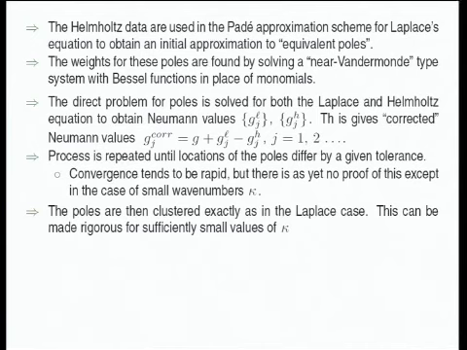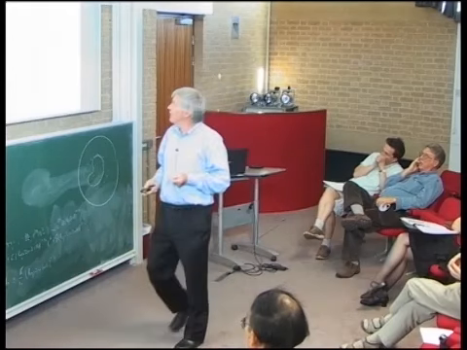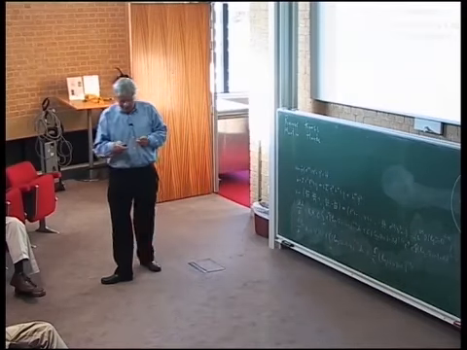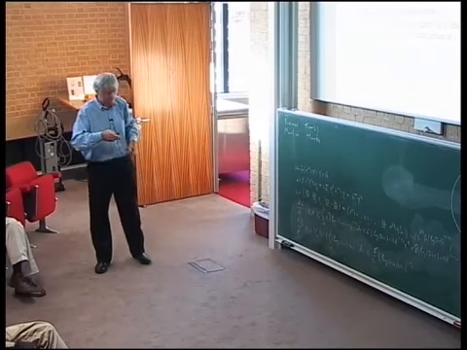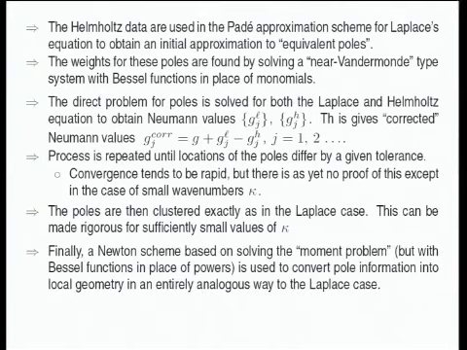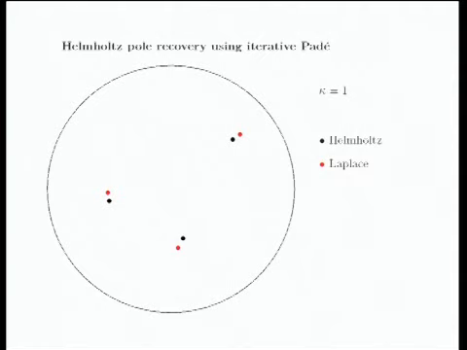The clustering is almost exactly as the Laplace case. The residues for the Helmholtz equation, or more, have a larger imaginary part. If you just simply take the modulus, then you get a very good approximation to the clustering algorithm working unless the two regions are very close together. Okay? And then the Newton scheme works exactly as before, but the moment problem gets Bessel functions in the kernel rather than powers, right? But it also works.